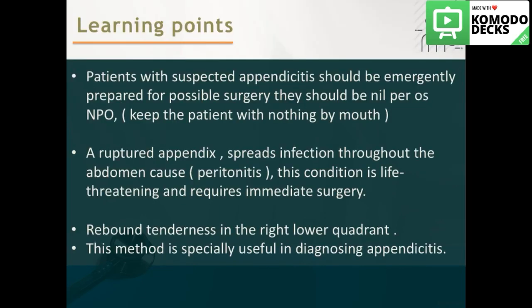Learning points: a patient with suspected appendicitis should be emergently prepared for possible surgery. They should be nil per os, nothing by mouth. A ruptured appendix spreads infection throughout the abdomen and causes peritonitis. This condition is life-threatening and requires immediate surgery.